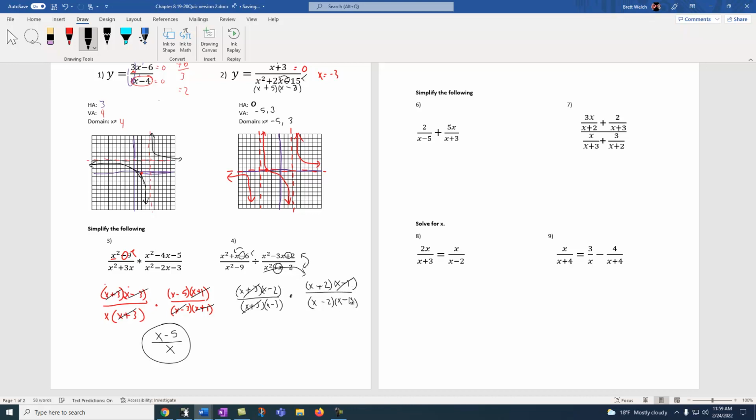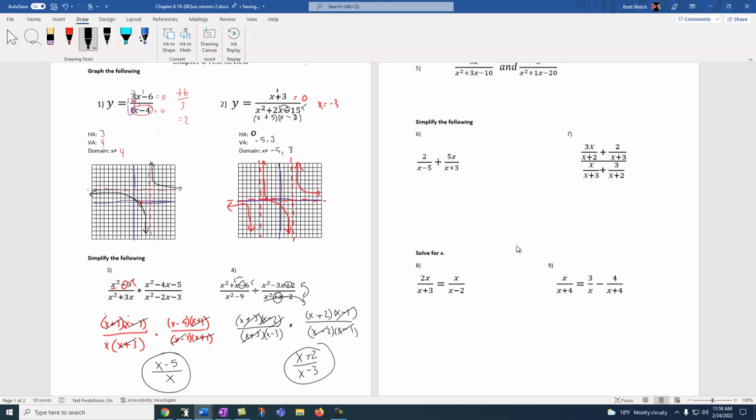Here I see an x minus 1 and an x minus 1. I see an x minus 2 and an x minus 2. Again, we're doing top to bottom. That leaves me with an x plus 2 over an x minus 3. Okay? All right, we're getting there.